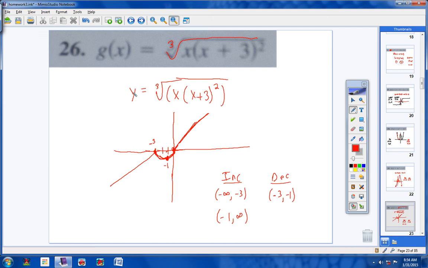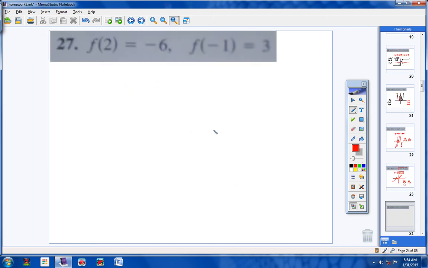Numbers 27 through 30, we're going to write linear equations. I'm going to go really fast through these. This is Algebra 1, guys. Very simple. Okay, let's find the slope. Well, first of all, here's our ordered pairs. You put in 2, you got out -6. You put in -1, you got out 3. So the slope is y minus y.